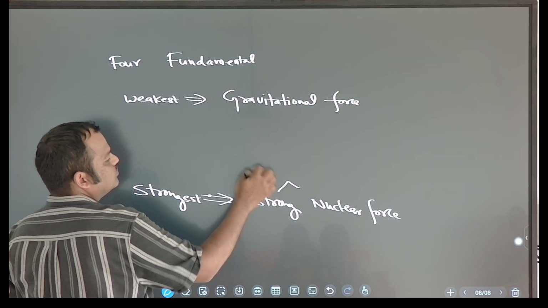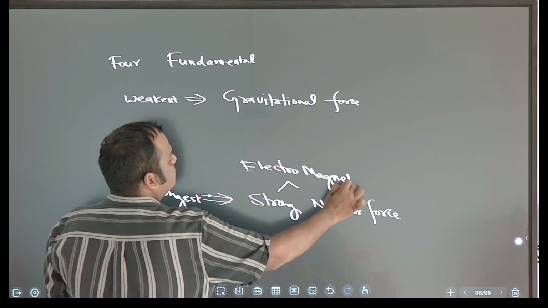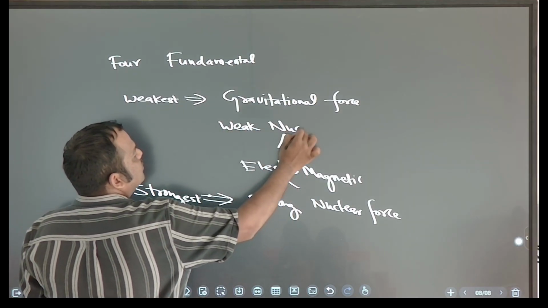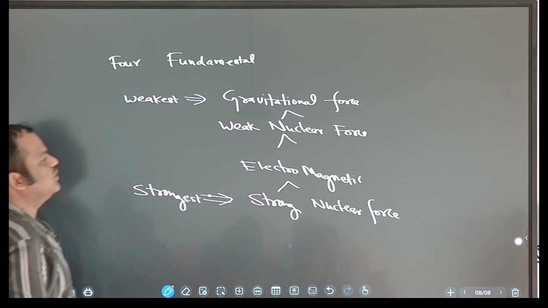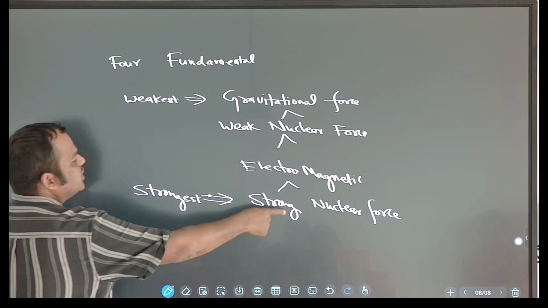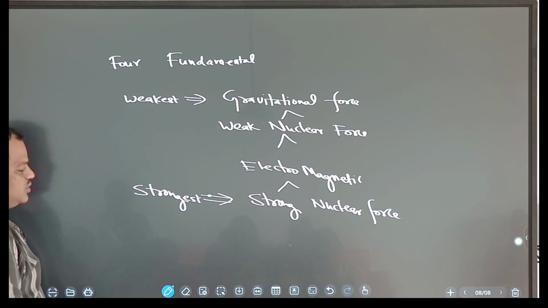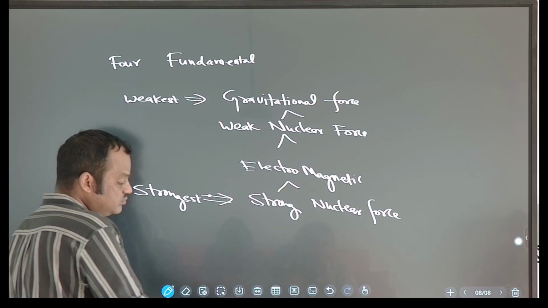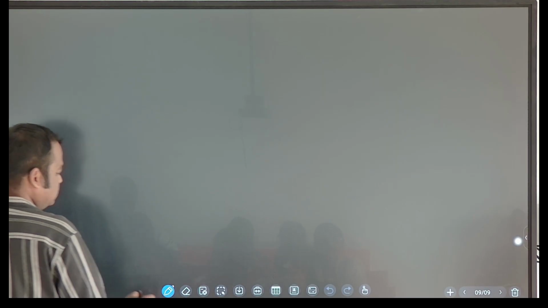After that, electromagnetic. After that, weak nuclear force. After weak nuclear force, gravitational force. Okay, so remember this sequence: strong nuclear force, electromagnetic force, weak nuclear force, gravitational force. Okay, clear? Okay, remember this. So let's continue.